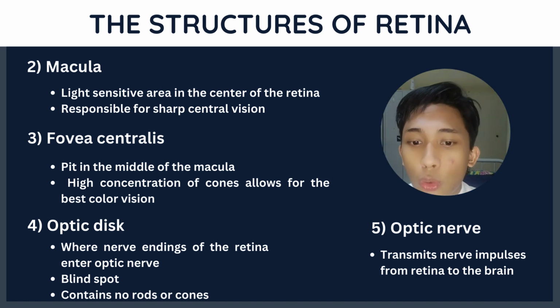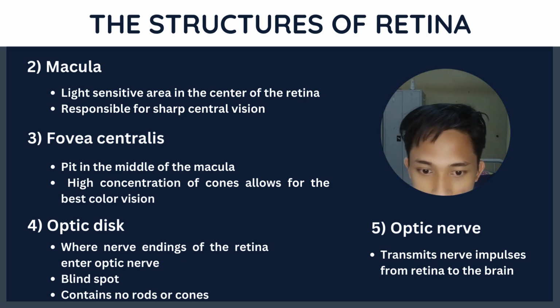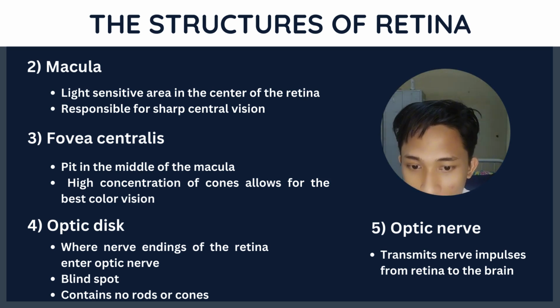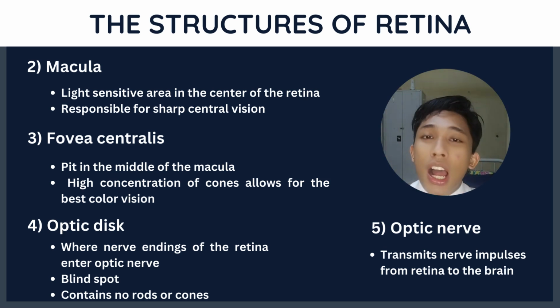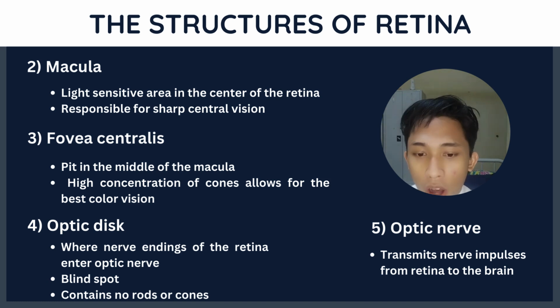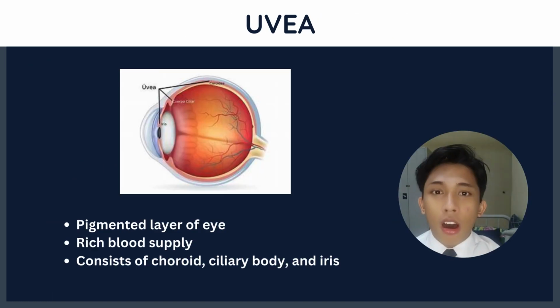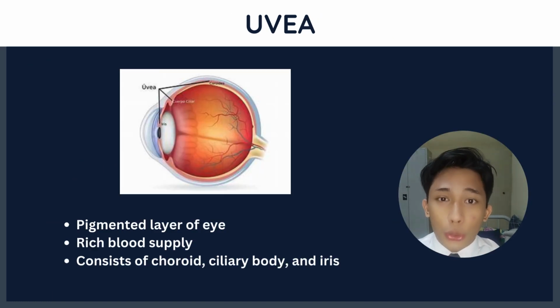The fourth structure is the optic disc. Optic disc is where the nerve endings of the retina enter the optic nerve. It is also known as the blind spot since it has no rods and cones in it. The last structure is the optic nerve. The optic nerve acts as a transmitter to transmit the nerve impulses from the retina to the brain.